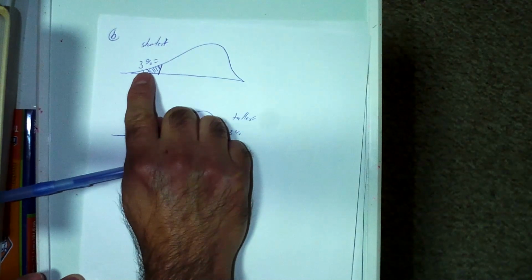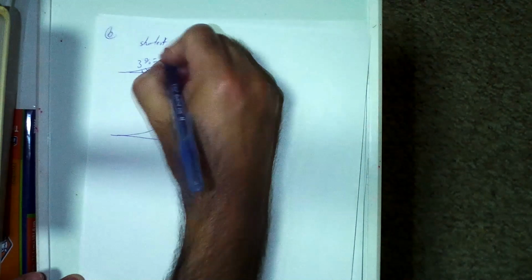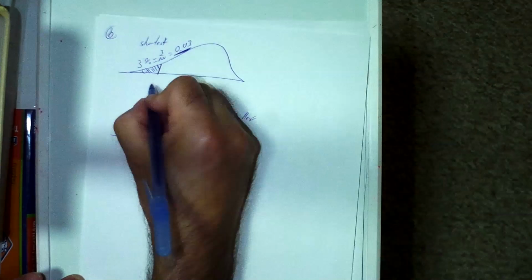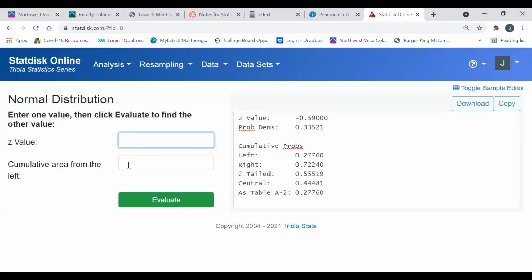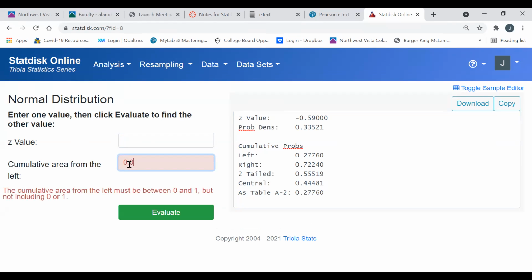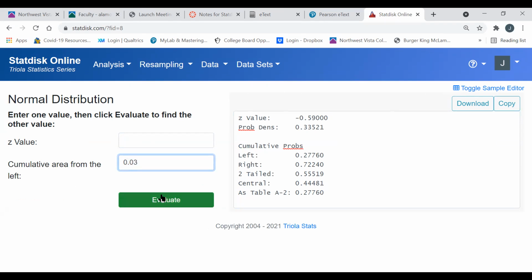All right. So let's do the shortest. Because this one is shaded on the left, we can go ahead and divide 3 by 100. So this would be 0.03, and I'm going to enter that number to find my Z. So I'm going to put 0.03 into StatDisk. That's the shortest. And I want to get the Z. All right, here it is.